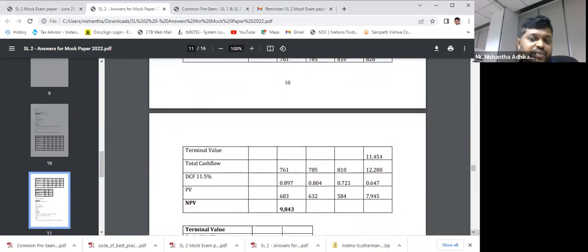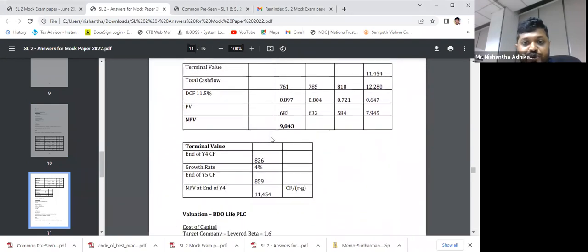I'm a little bit fast because there might be a power interruption at 9 o'clock. That's why we need to finish it off. The terminal value calculation, and we have determined the net present value, 9.83, right? You can see the way of computing terminal value at the end of year 4, right?